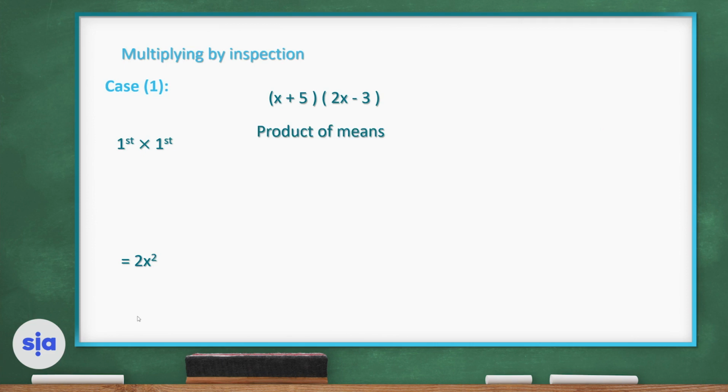After that, we multiply the means, the two insiders together. So 5 times 2x is 10x. After this step, we multiply the two extremes, the x times negative 3, which is negative 3x. We simplify these as two like terms, so it's 7x.